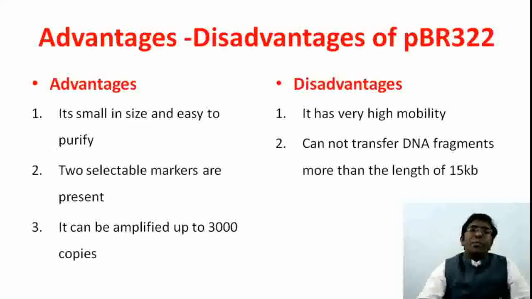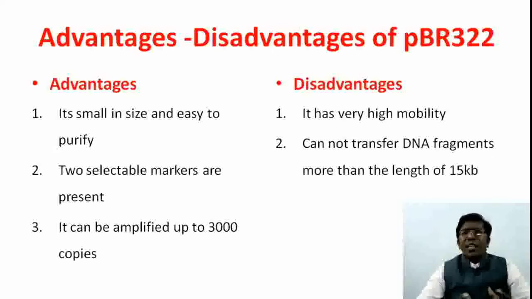It also has some disadvantages. Let's see. It has very high mobility. Because of its low molecular weight, it is very highly mobile. It means it can enter into any kind of cell very quickly. It can enter into any bacterial cell. That's called high mobility. And it cannot carry DNA fragments more than 15 kb in length.